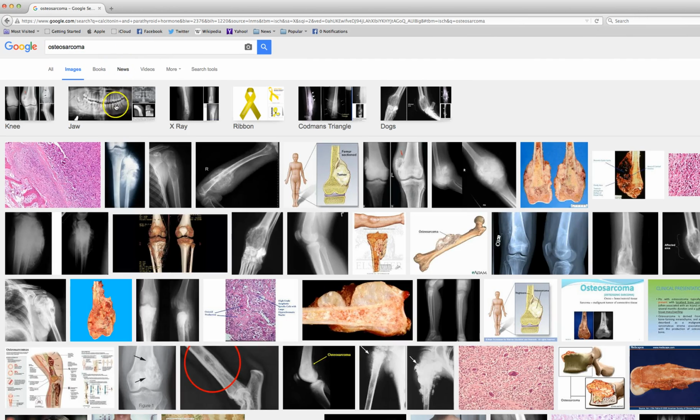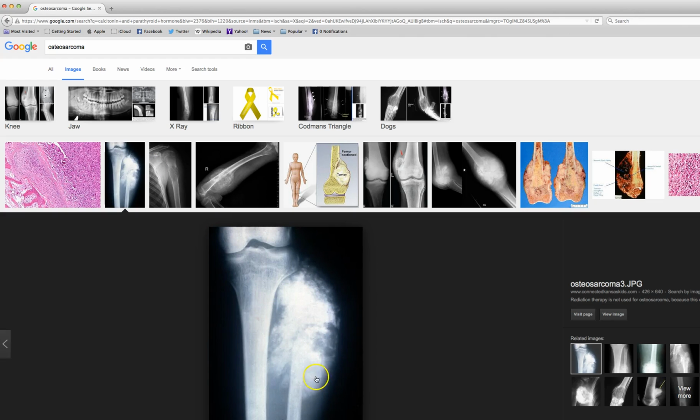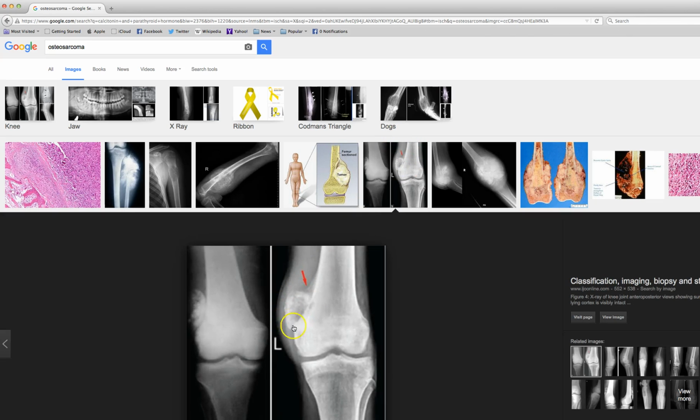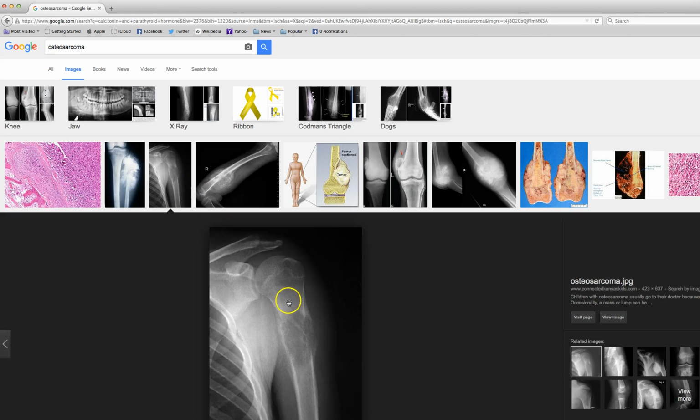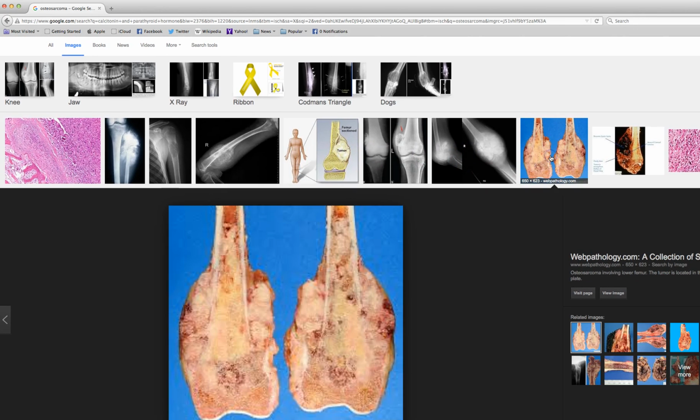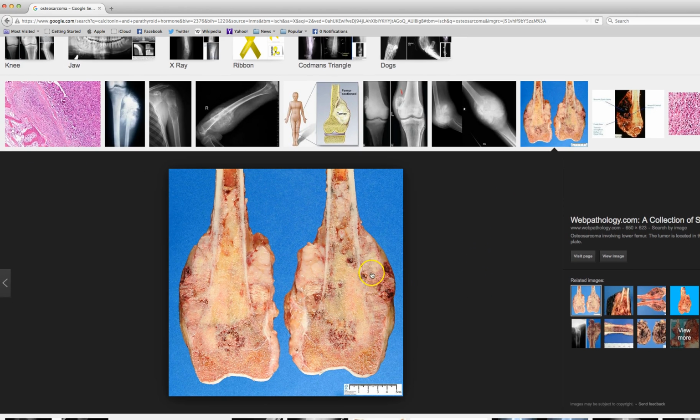I'll show you what this looks like. So this is an example of osteosarcoma. As you see in the book, it says that it's usually in the metaphyses of the femur, or the tibia, or the humerus. Sometimes it can happen at the fibular head as well. So this is an example. Here's another one. So here's that classic metaphyses presentation. Here's the humerus, another classic presentation of that. Here's what a histological picture of that would look like. You see all of this tumor around the metaphysis.